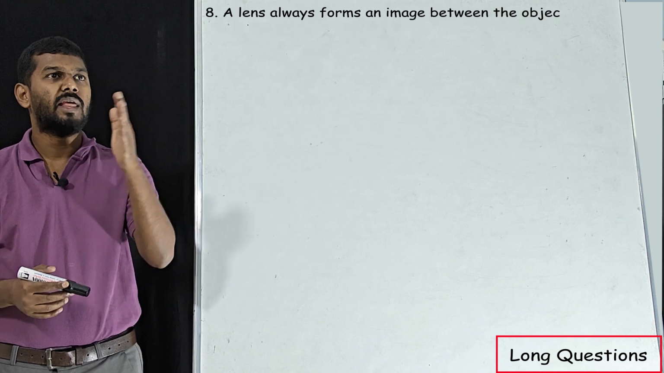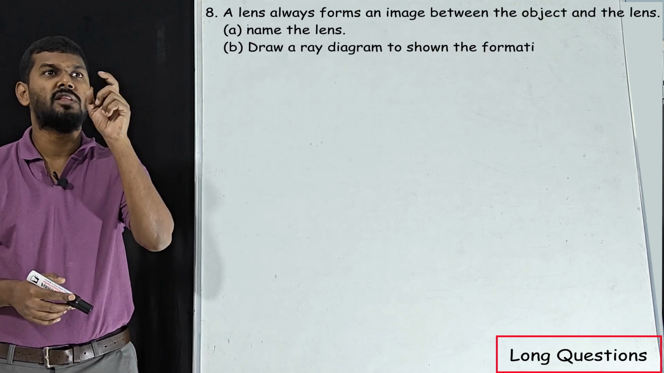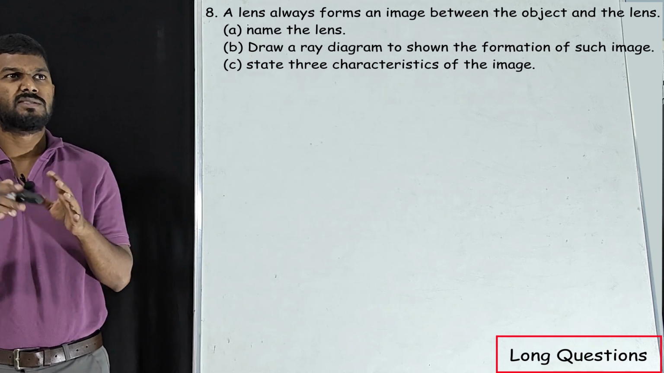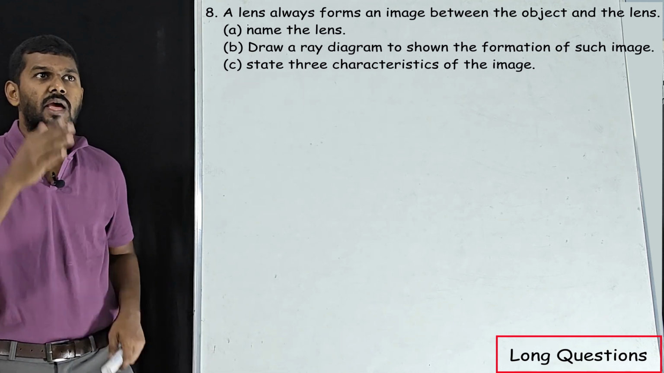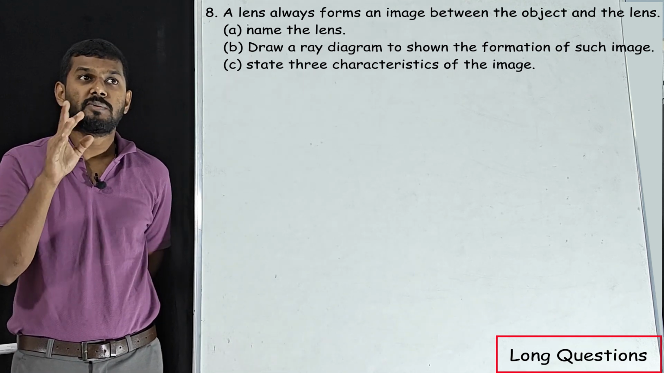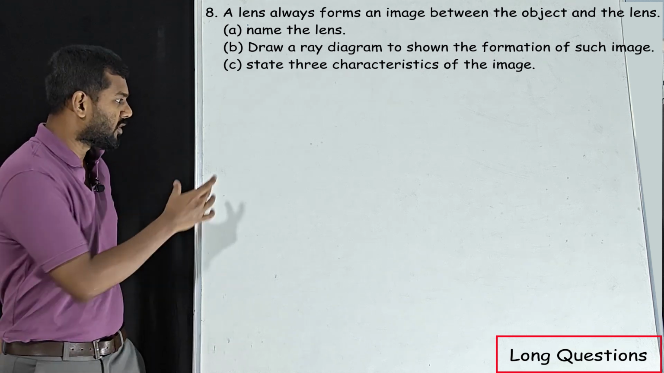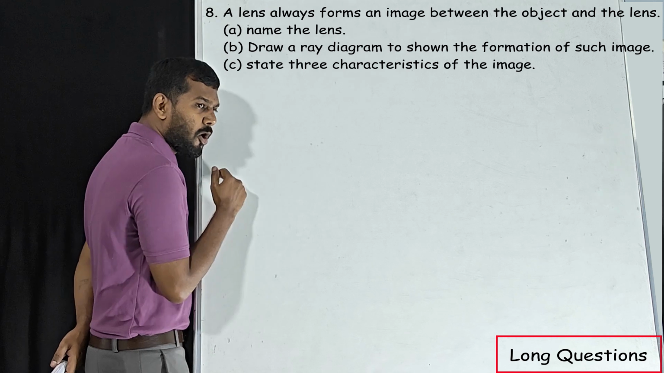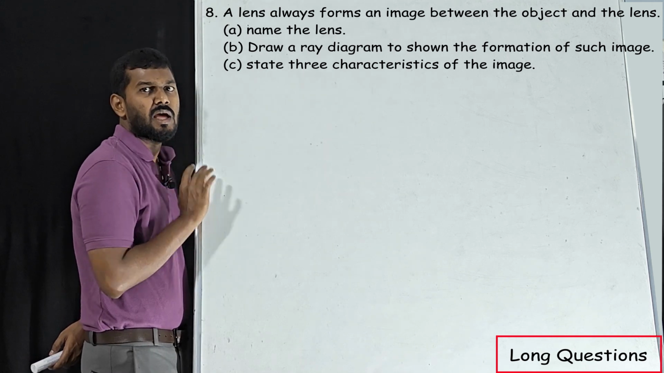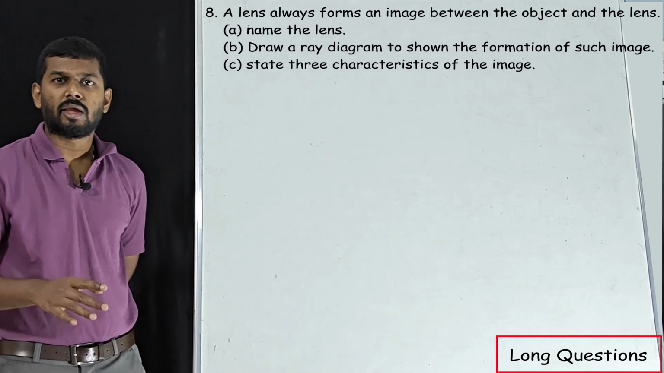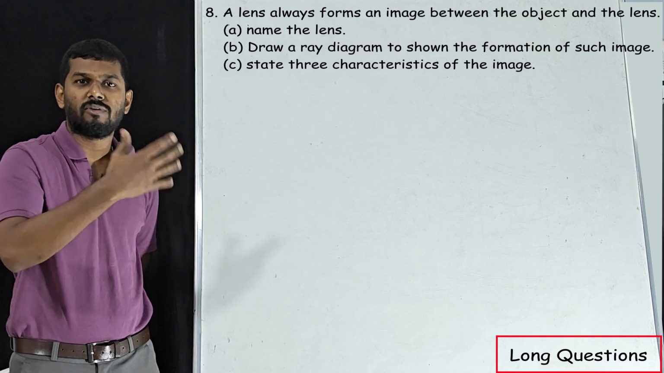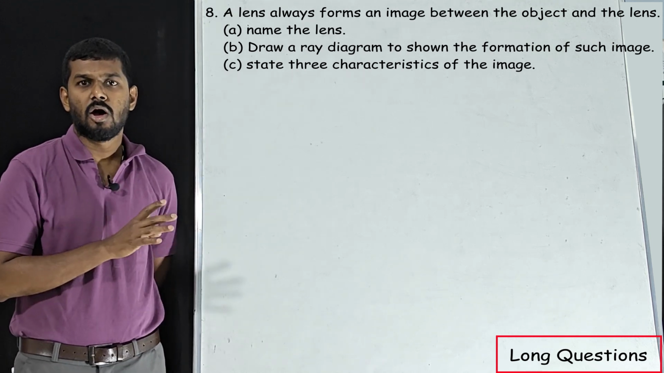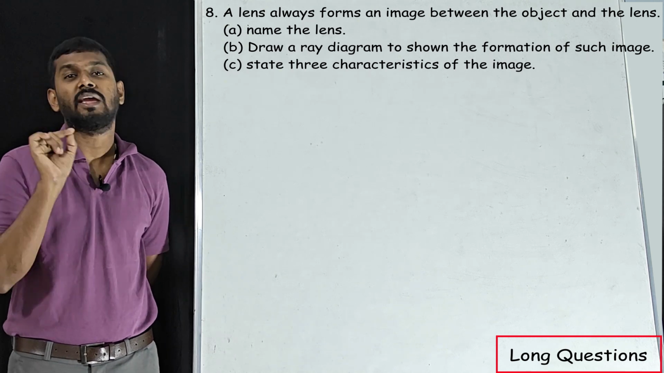Our next question, a lens always forms an image between the object and the lens. Name the lens. Draw the diagram. Listen, first we have to understand the question. A lens always forms an image between the object and the lens. If the object is here and the lens is here, the image is always formed between the object and the lens. This is the condition they are talking about. Okay, when it comes to convex lens, image will never be formed between object and the lens. It is only in concave lens.